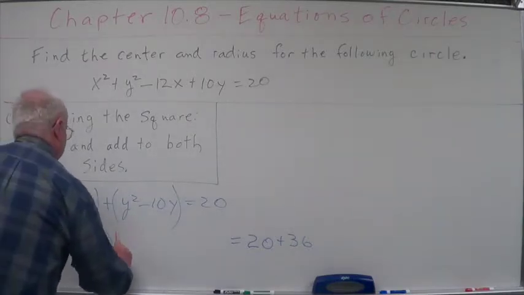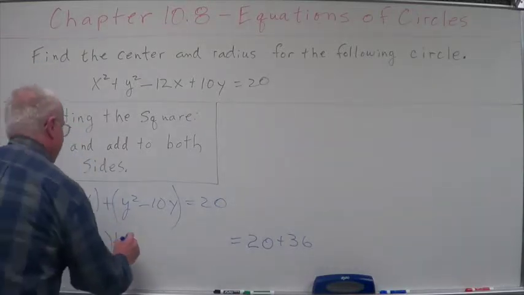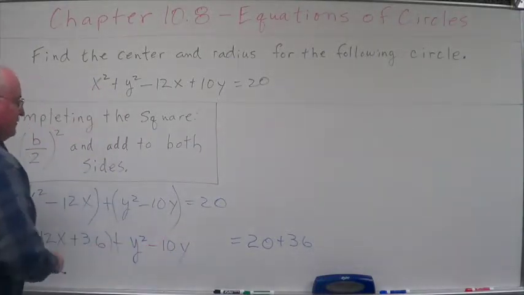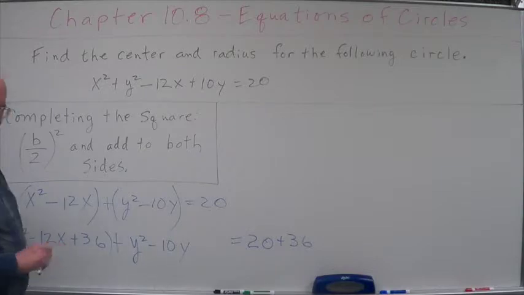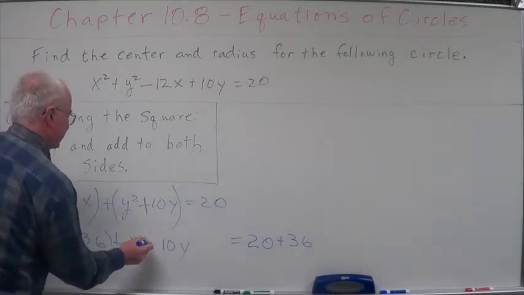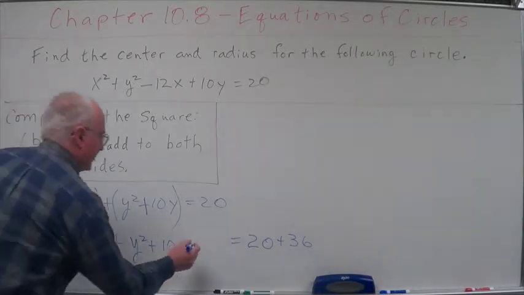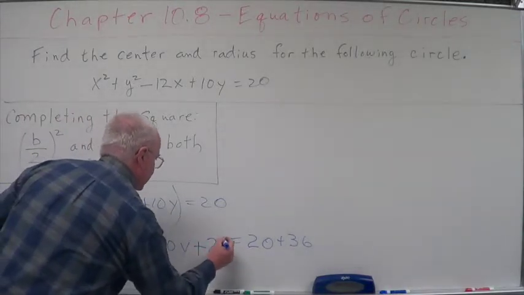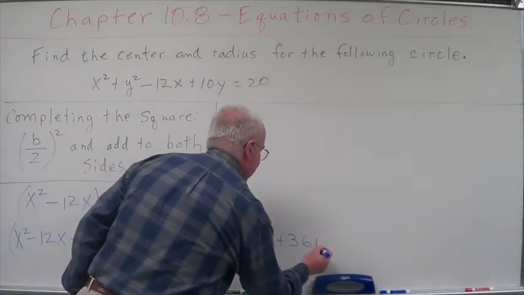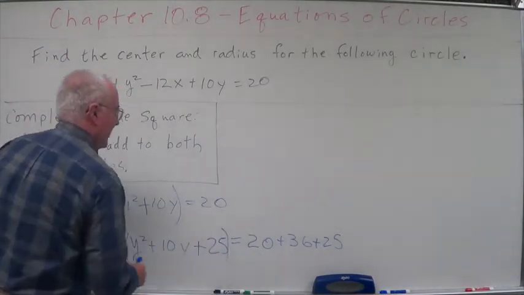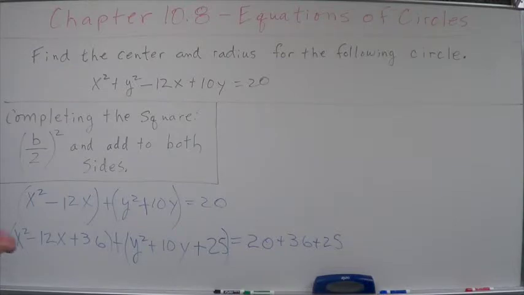Now we get this equation over here. We've got y squared minus 10y. We're going to take half of this b, which is 5, and square it. So that's 25. We're going to add that right here: 25. Okay? And now we have a y section. Got it?